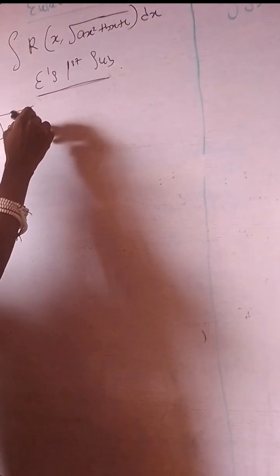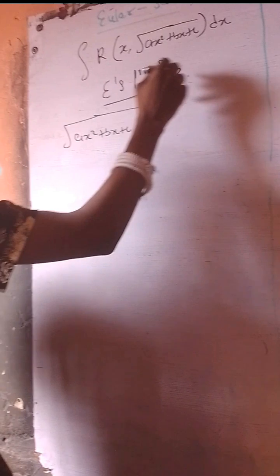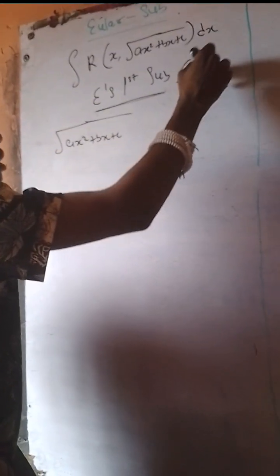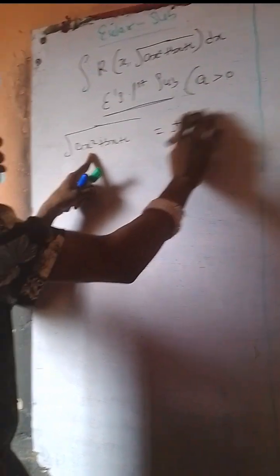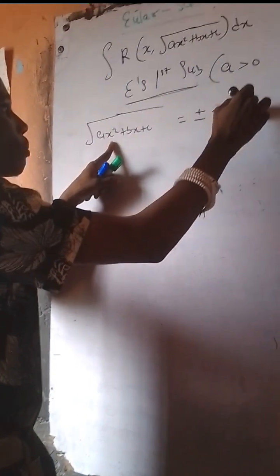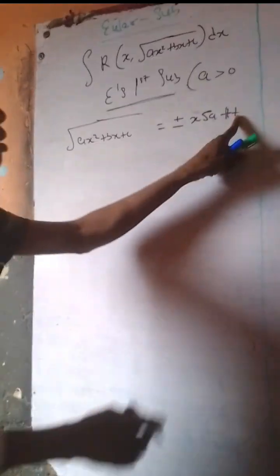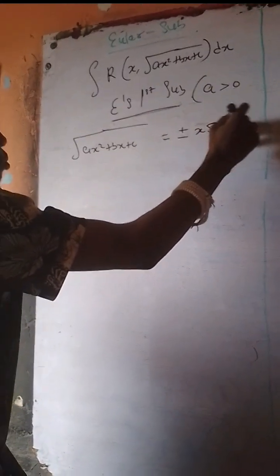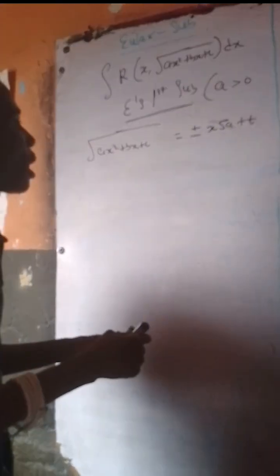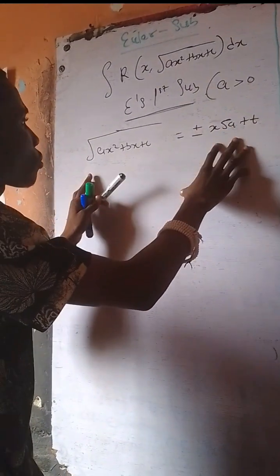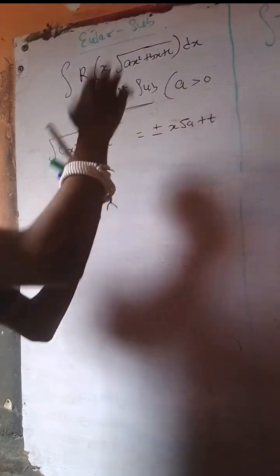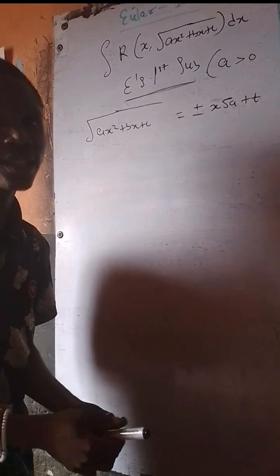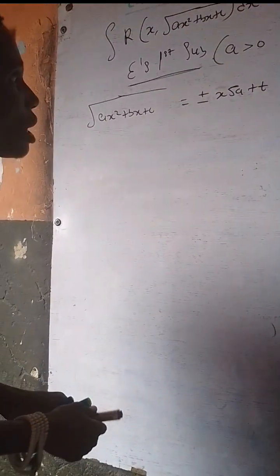So let's say you have root of ax squared plus bx plus c. Now, Euler's first substitution tells us that in a process whereby a is greater than 0, this function will be equal to plus or minus x root a, plus the variable t being added to it. After it has been set equal to this, what you just have to do is evaluate and find your x. Then whenever you are given your x, you also find your dx over dt, and we are going to integrate whenever we are asked to integrate.